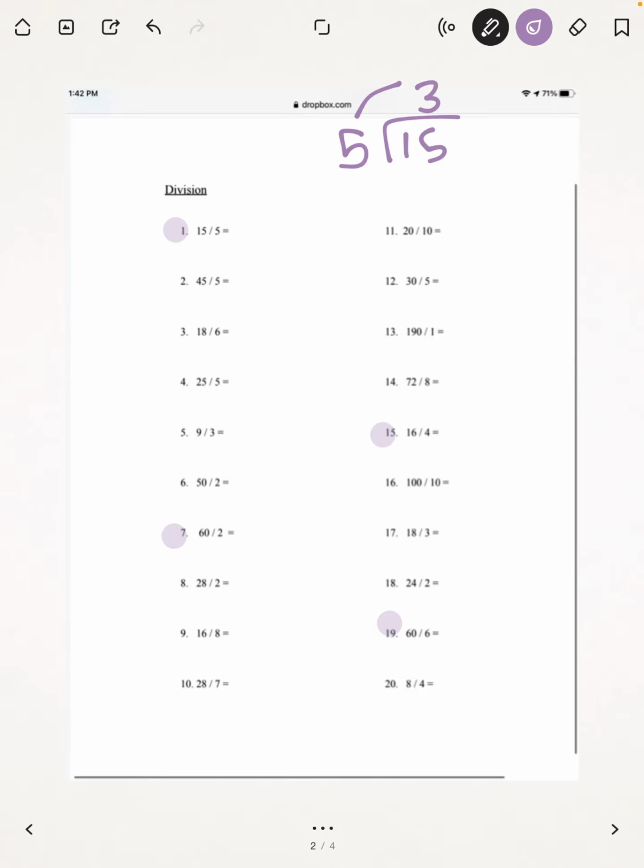You multiply these two numbers. 5 times 3 is 15. Subtract it. If you get 0, that means this top answer is your answer. So this one would be 3. 60 divided by 2.